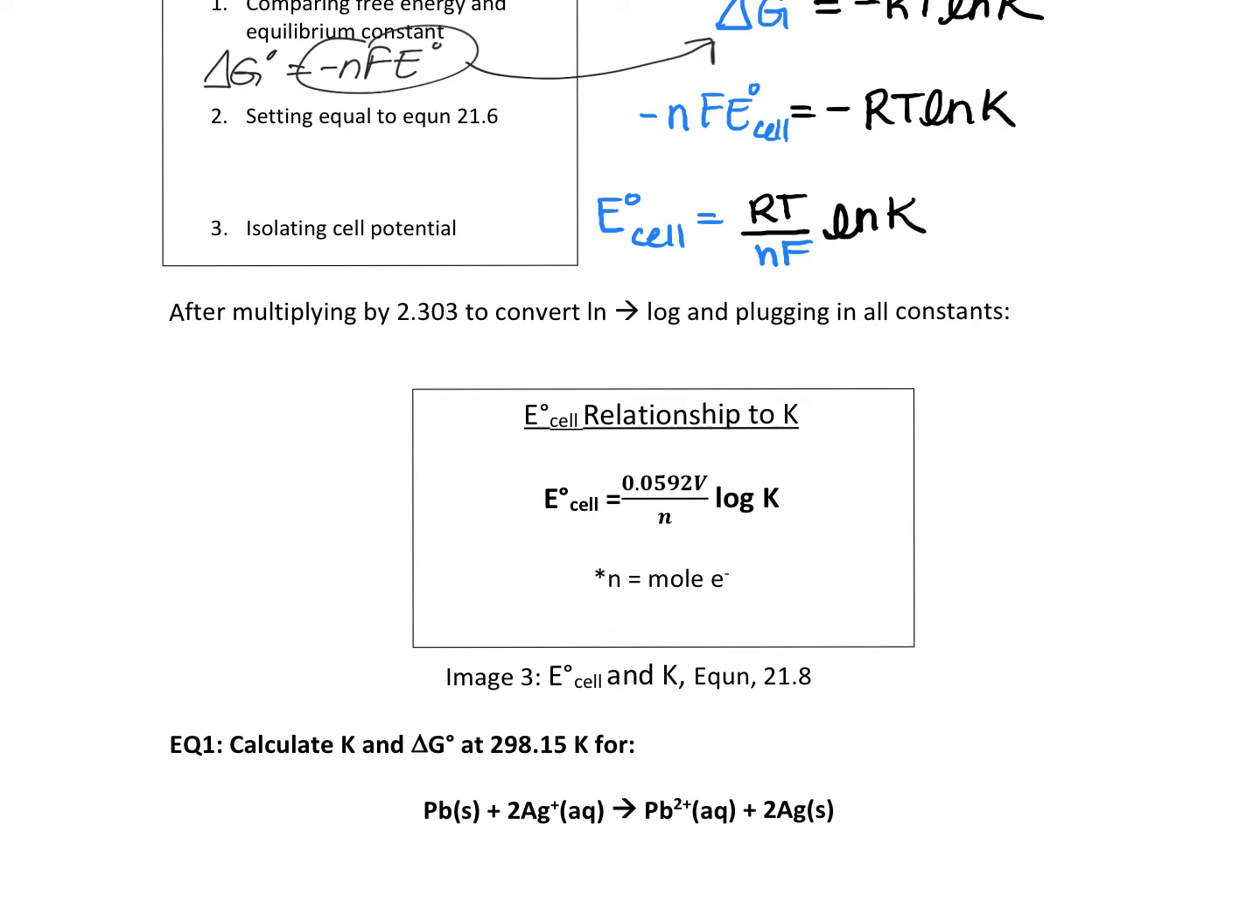So it gives me an even simpler expression, which is E cell, or cell potential at standard state, is equal to 0.0592 volts over n, which is moles of electrons, times log base 10 of K. So in this scenario, all you have to plug in is moles of electrons and your K, or your equilibrium constant. You don't have to worry about the R, the T, or the F. So it does a lot of the work for you.